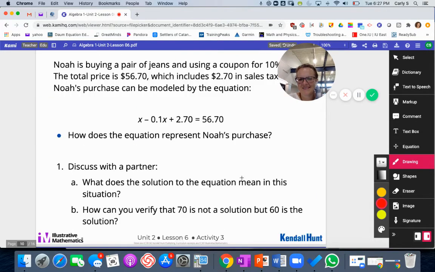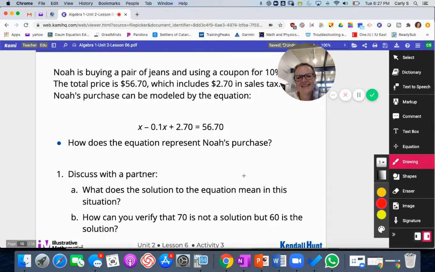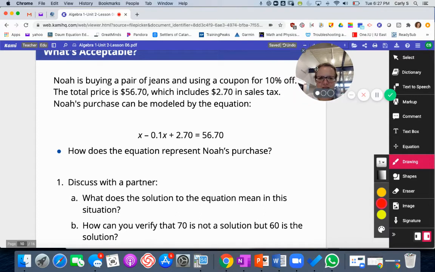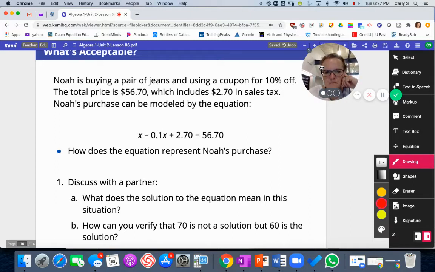Okay. So activity 3. Noah is buying a pair of jeans using a coupon for 10% off. The total price is $56.70, which includes $2.70 in sales tax. Noah's purchase can be modeled by x minus 0.1x plus $2.70 equals $56.70. Okay, how does this equation represent Noah's purchase? So it looks like x equals the original purchase price, the original price.